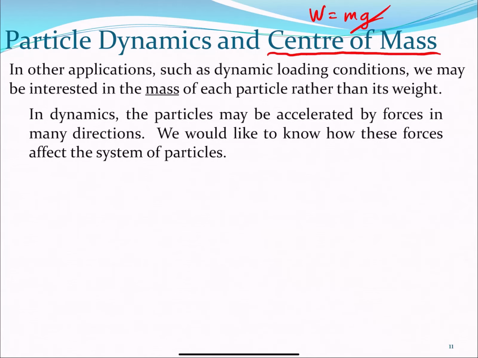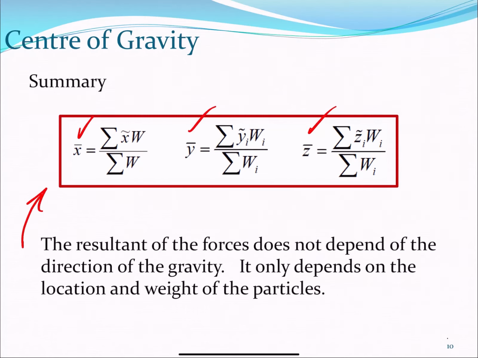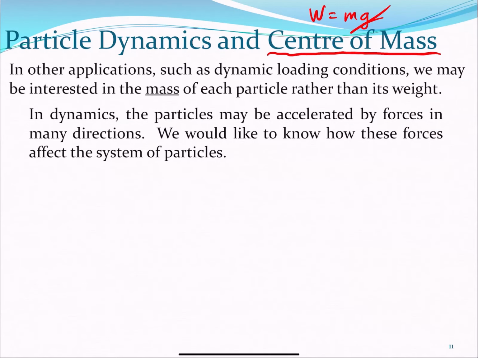Let me just go back one slide. If I replace this weight by the mass of the object times the gravity, and all these are times the z coordinate, and I divide by the sum of m times g, these g's cancel each other out. So the same equations can be used when I am looking for the center of mass, defined as the apparent point in which all the mass appears to be located.